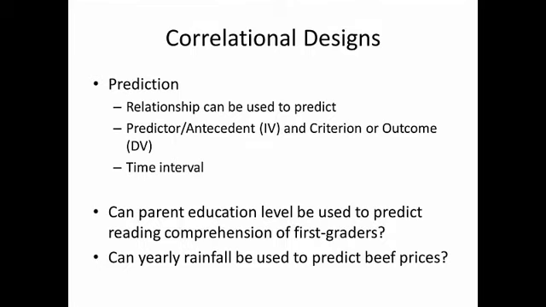Correlational designs can be used to predict. And when they do that, then you're drawing a trend line and you're using one of your variables as a predictor and the other one as an outcome or criterion. And when prediction is involved, there's usually a time interval. So 2 examples: parent education level can be used to predict reading comprehension in first graders, and yearly rainfall can actually be used to predict beef prices. You can imagine that if the rainfall goes down and farmers have to purchase hay from somewhere, the beef prices are going to go up.